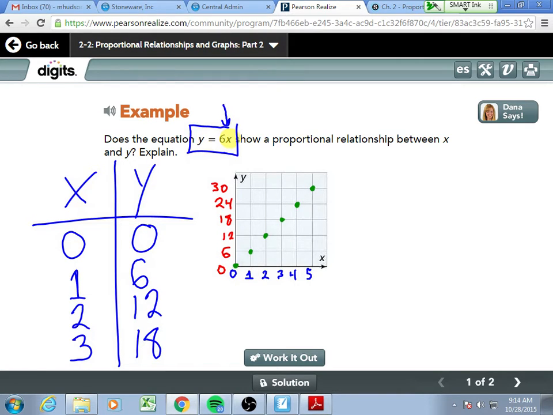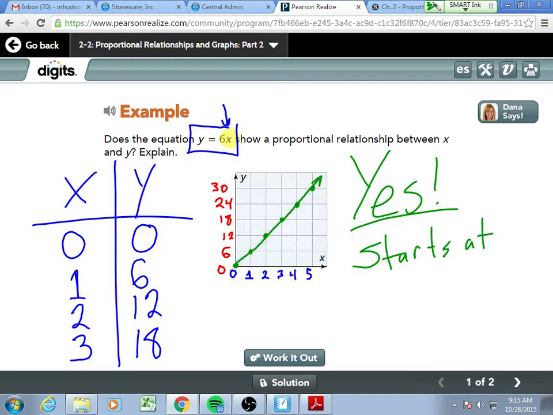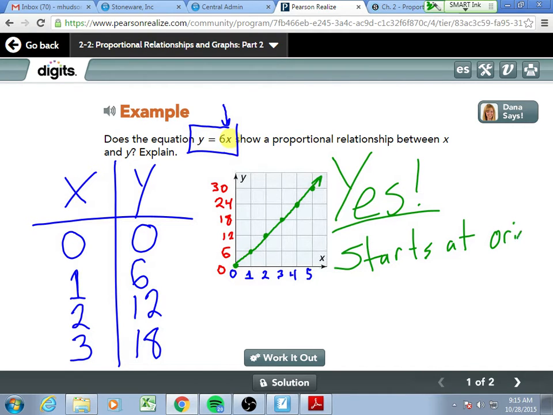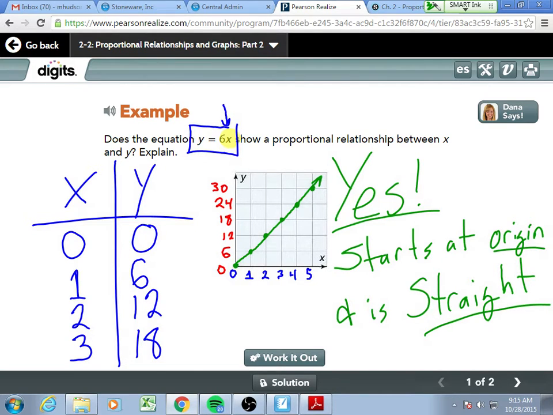So then, to finish graphing, you have to connect all of your points. And then we normally draw an arrow at the end of it to say it keeps going. Is this proportional? Yes. It starts at the origin. And it's straight. So origin, straight line. That's what you're looking for. Questions, comments, concerns?